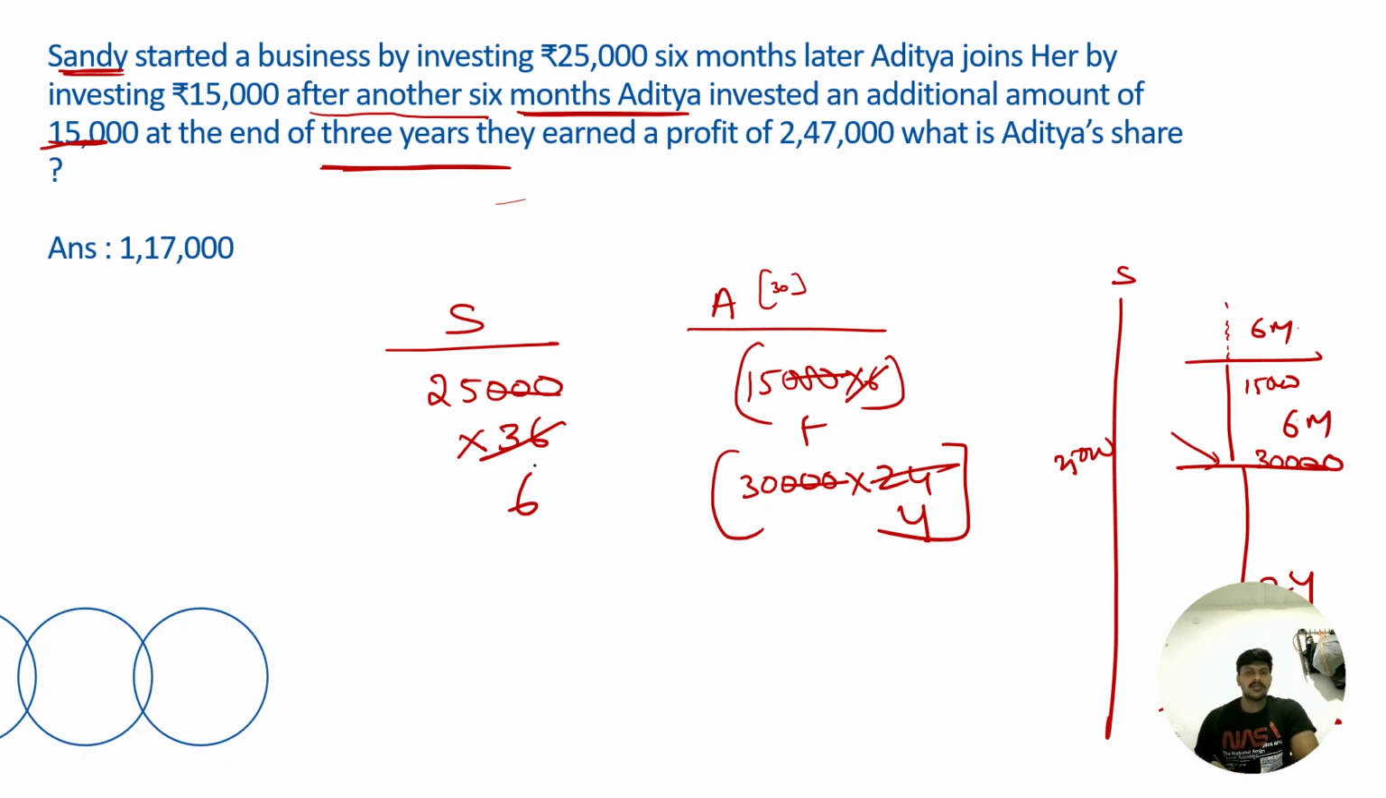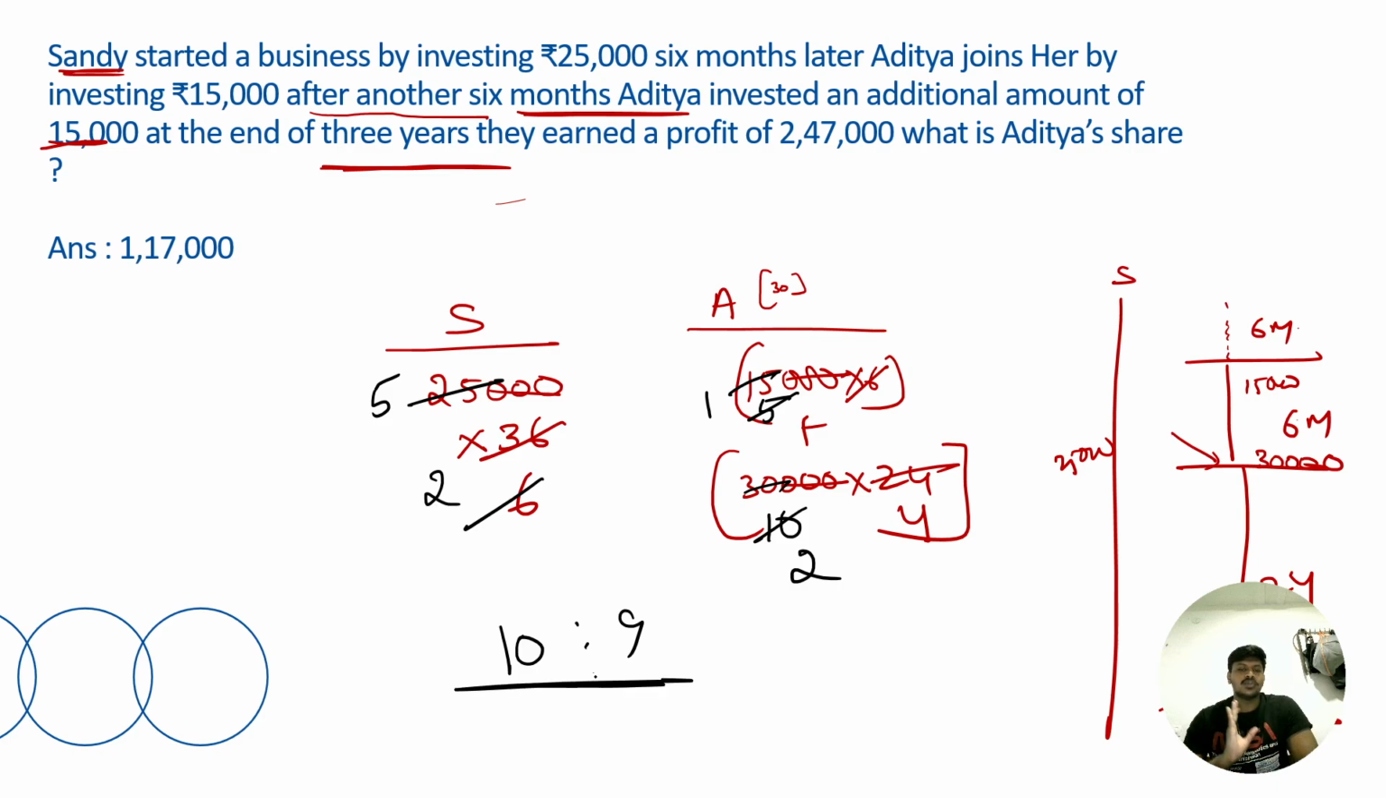I will change the color. So this is 2 threes, 5 threes, and 10 threes. Anything else? Yeah, you can cancel 5 fives, 25, 1 5 5, and 2 fives, 10. So remaining is 5 into 2, 10 here. 1 plus 2 4 8, 9 here. So the ratio is going to be 10 is to 9.